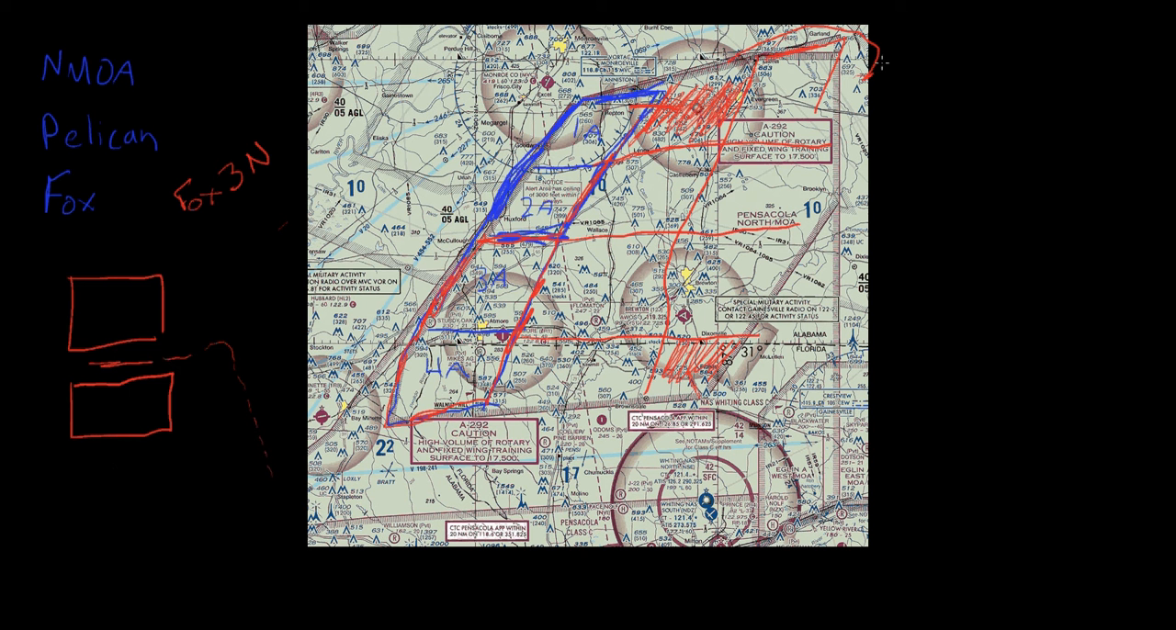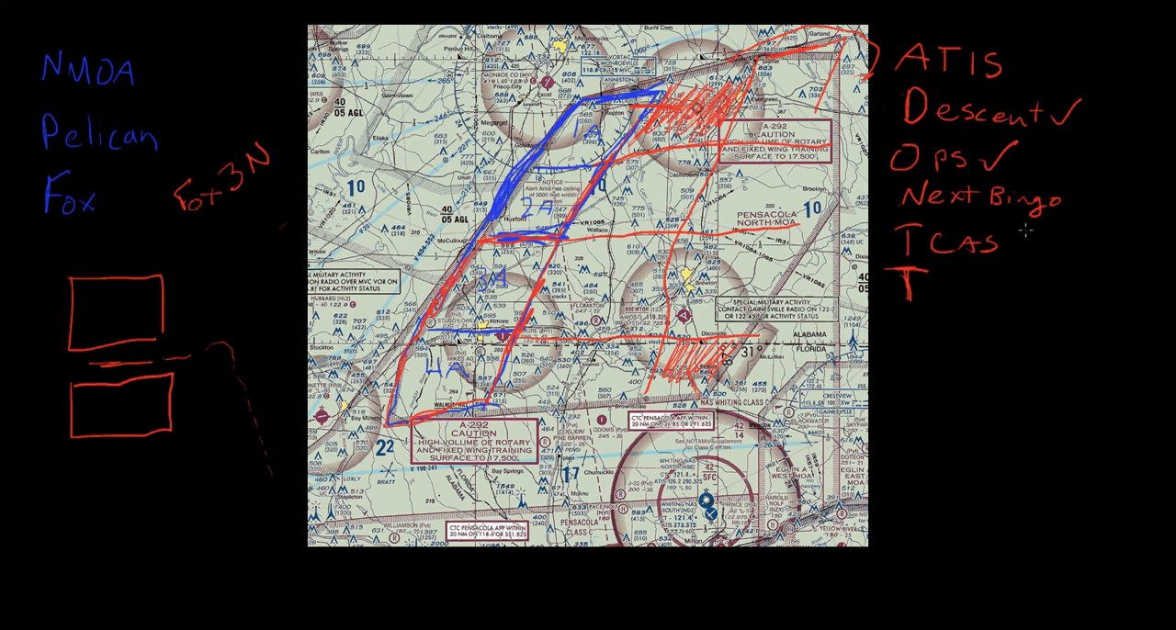Now, I also like to teach a little acronym for getting out of your MOA blocks, your Pelican blocks, whichever you have. And I call it the A-Don't checklist. I didn't invent it, but it stands for ATIS, descent check, ops check, next bingo, TCAS to below, and then transmit. Okay, so now what does that mean?